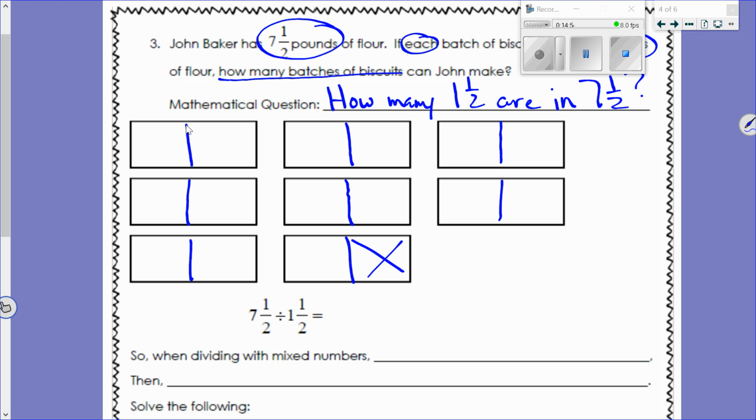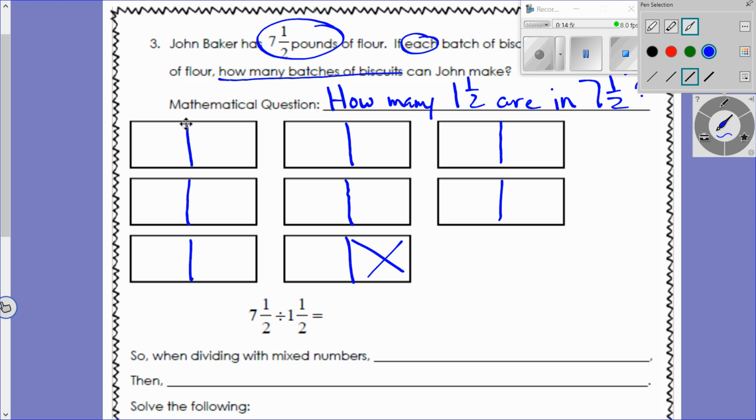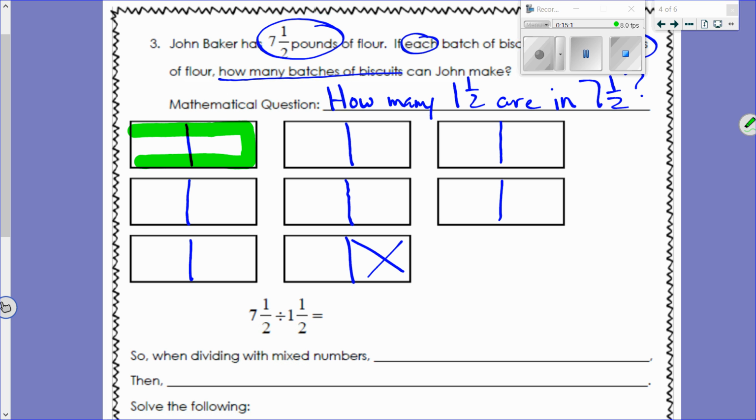So instead what we're going to do is use our 2 colors to figure out what the 1 1/2s look like. So what I want you to do on this one, for each 1 1/2, make it one of your 2 colors. So I'm going to do the first one in green. So there's a whole 1, 2 halves. Then I'm going to do half of the next box, so there's 1 1/2. Does everybody agree with that? Anyone disagree? Okay, so there is 1 1/2.